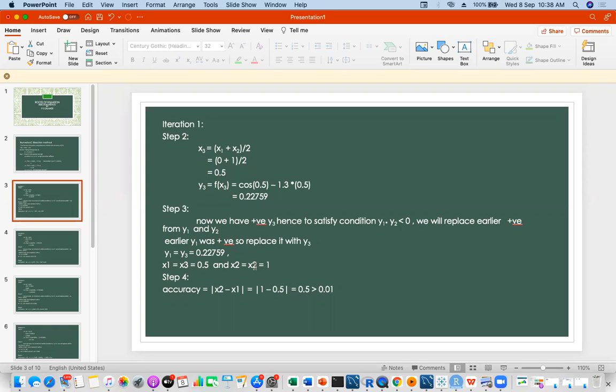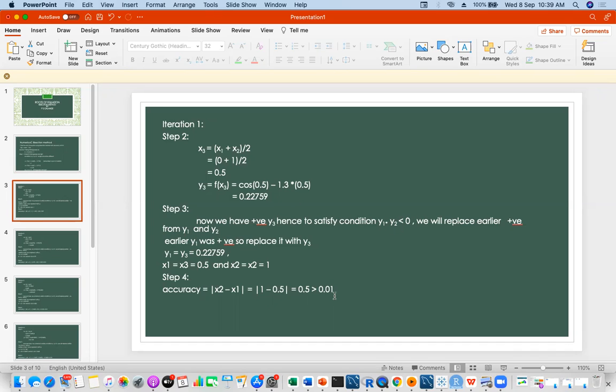And x2 will be the same. Now in that we will also check accuracy. Accuracy will be x2 minus x1, that is equal to 1 minus 0.5, that is equal to 0.5, which is greater than 0.01.